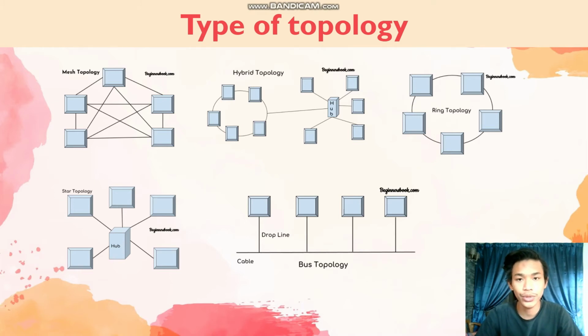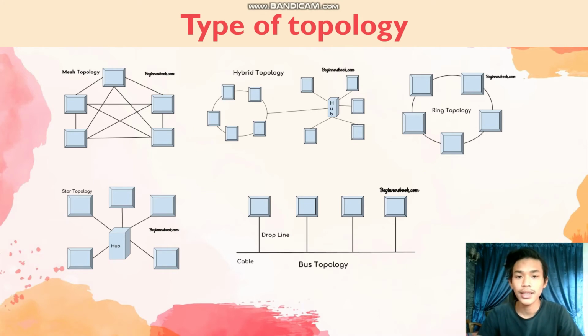For the ring topology, each device is connected to 2 other devices side by side. And for the bus topology, all of the devices are connected to the main cable by using a drop line. And lastly is hybrid topology, which connects two types of topology. Based on this picture, it is ring topology connected with star topology.